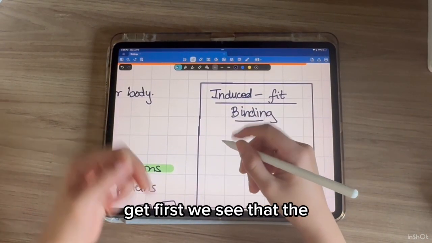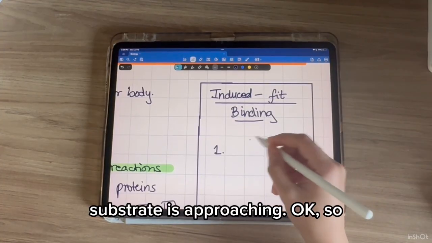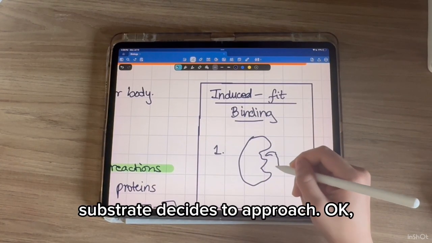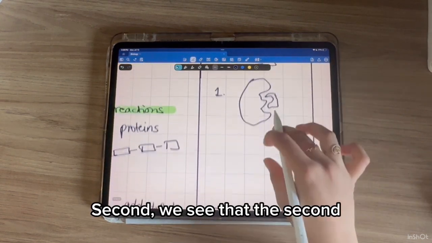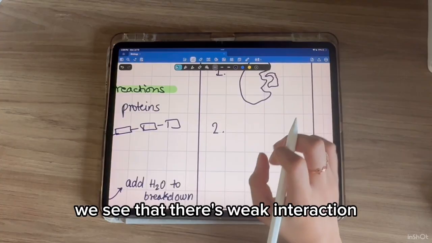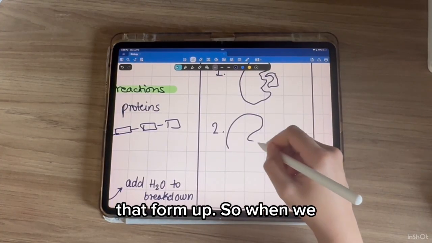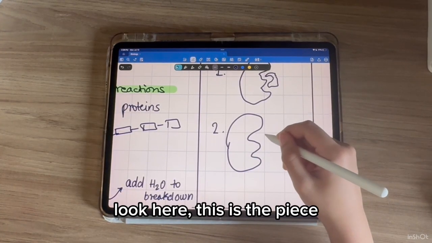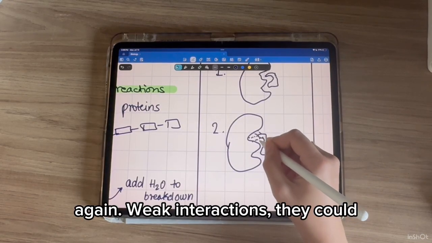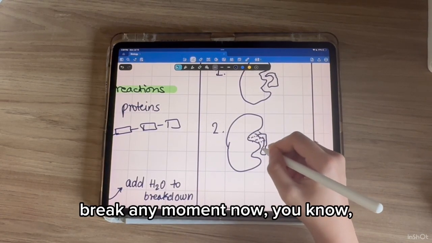But yeah, so in this website we have a diagram. First we see that the substrate is approaching. Okay, so this is the enzyme, and the substrate decides to approach. Second, we see that weak interactions form. So when we look here, this is the piece again. Weak interactions. They could break any moment now, you know.